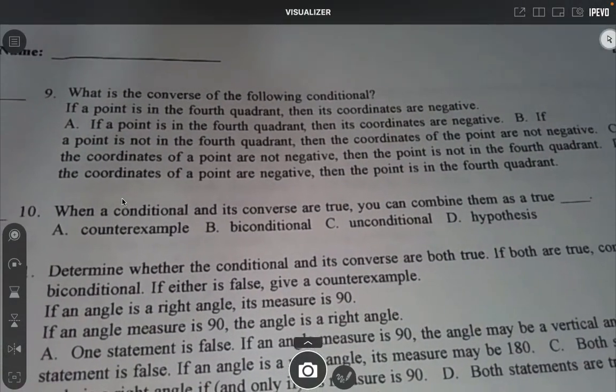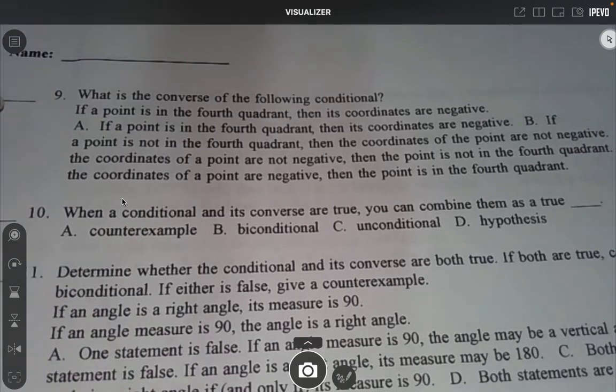Number 9. It says, what's the converse of this? What do you do for the converse?